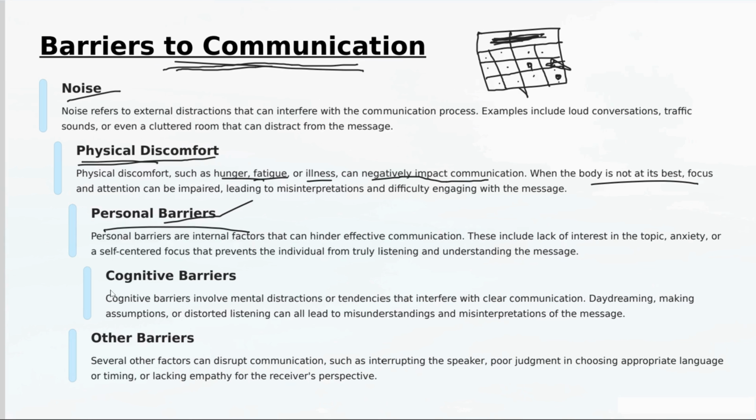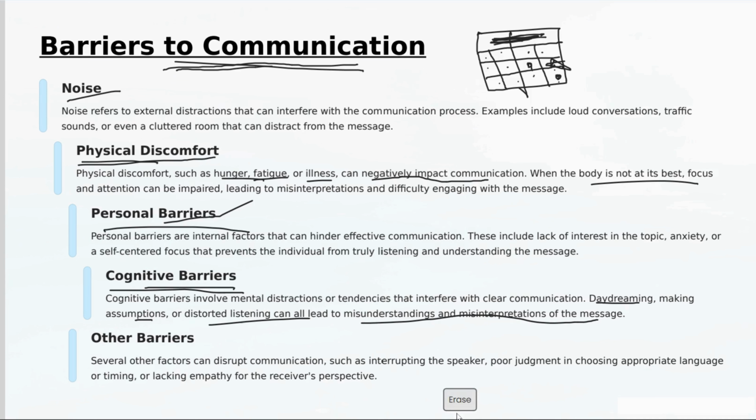Now we have cognitive barriers, right? So what are cognitive barriers? You must know that robots now have cognitive intelligence and they are able to have a mind of their own, so they can understand emotions and all. But humans by nature have feelings, and they are humans because they have feelings in them, right? So daydreaming, making assumptions, distorted listening can all lead to misunderstanding or misinterpretation of the message.